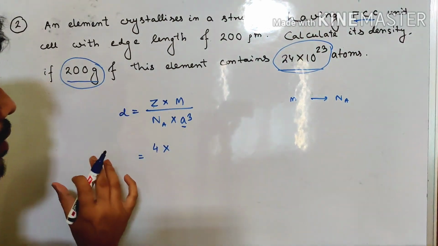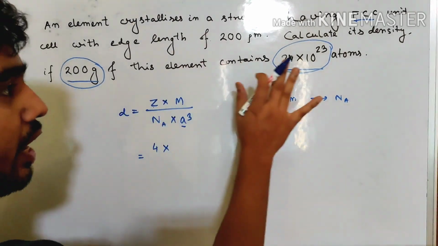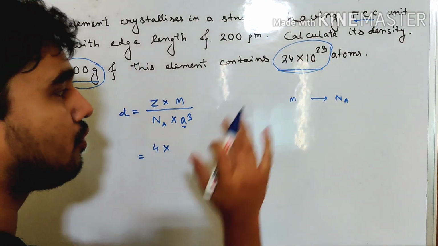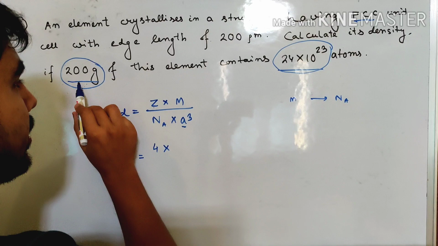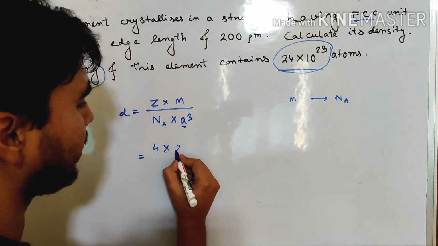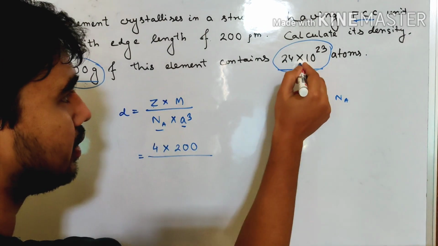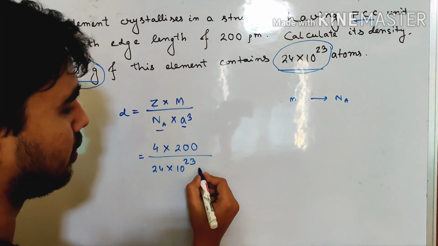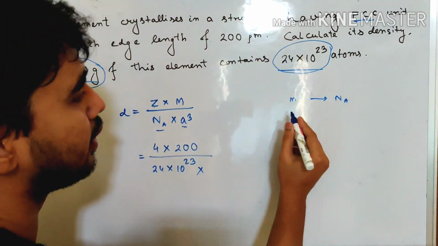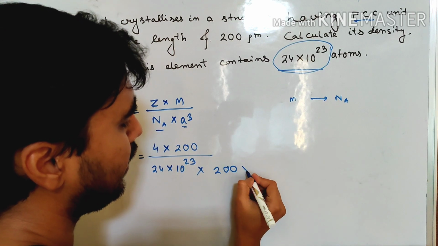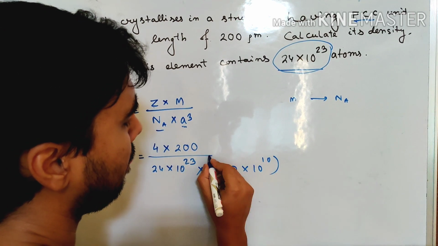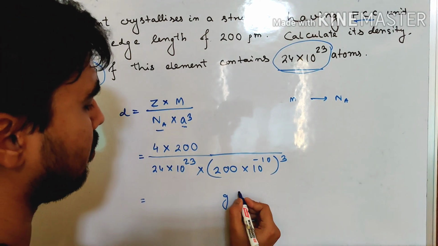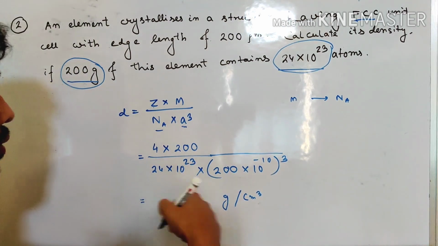So here also, if this is the M, then this is similar to the Avogadro number, although it is not the same. Means in molecular weight, if the Avogadro number of atoms remains, so in this much gram of element, this much of atoms will remain. So in place of M we are writing 200, divided by 24 into 10 to the power 23 in place of Avogadro number, into A, that is 200 into 10 to the power minus 10, whole cube of it. So now you calculate. Obviously it will be gram per centimeter cube.